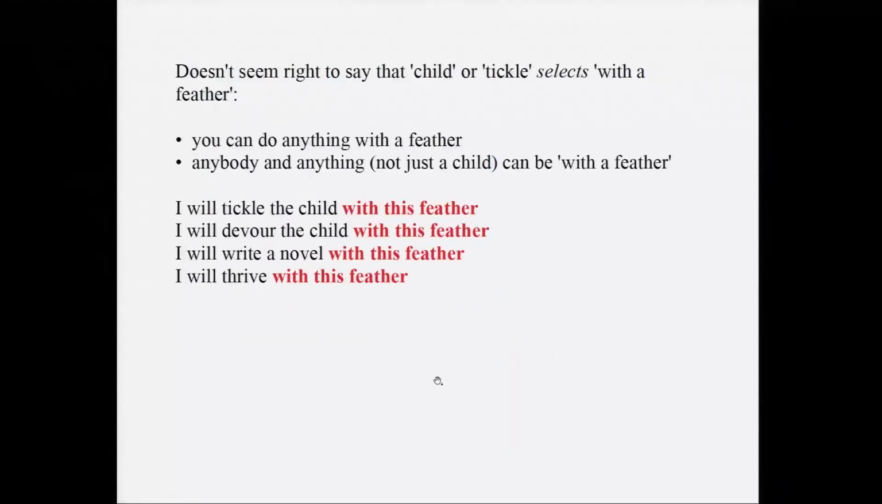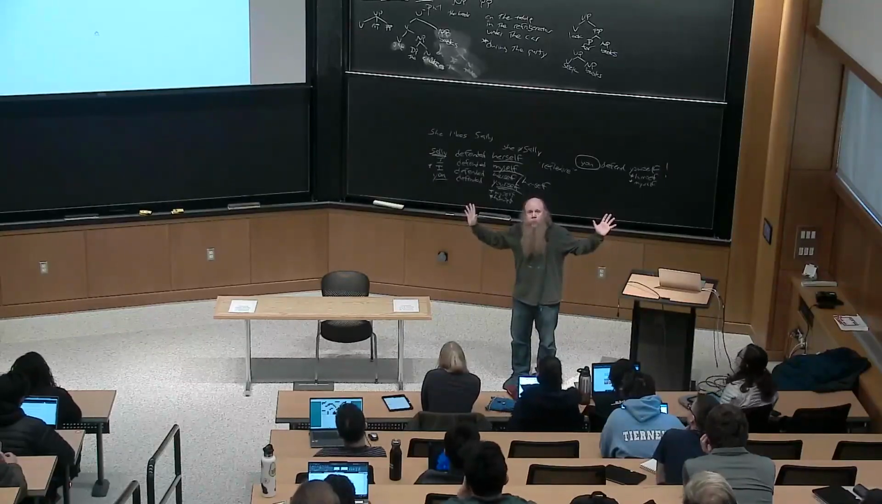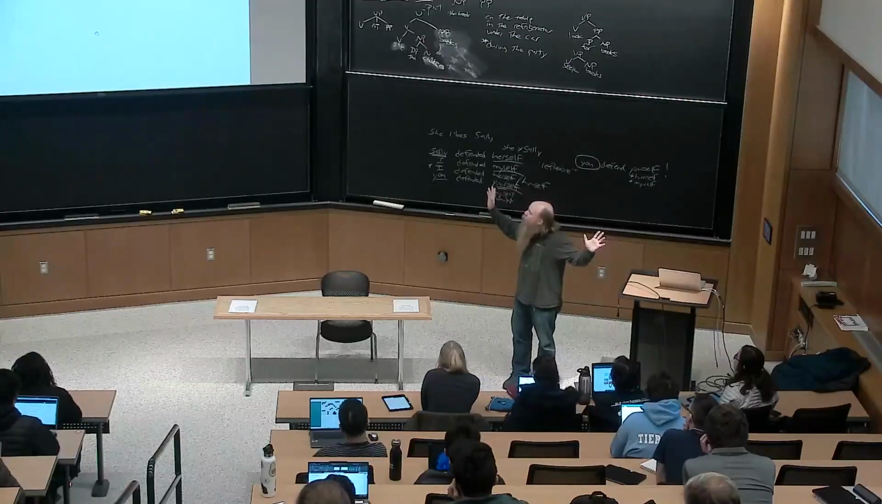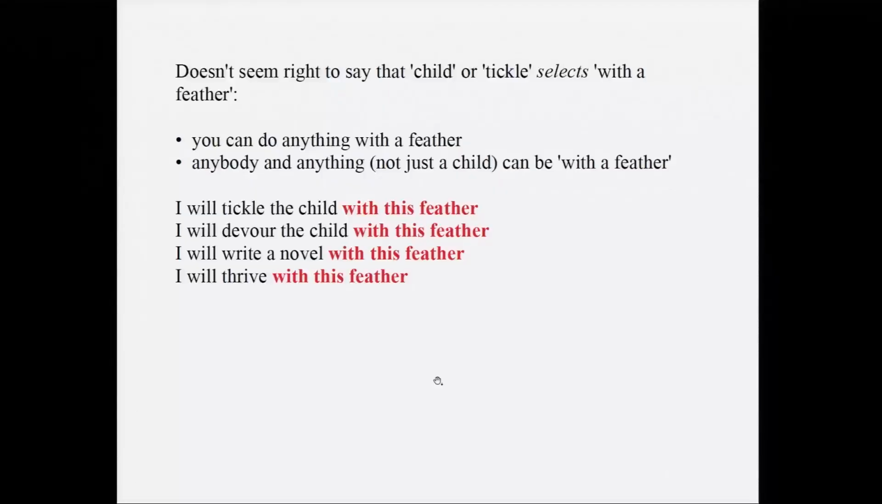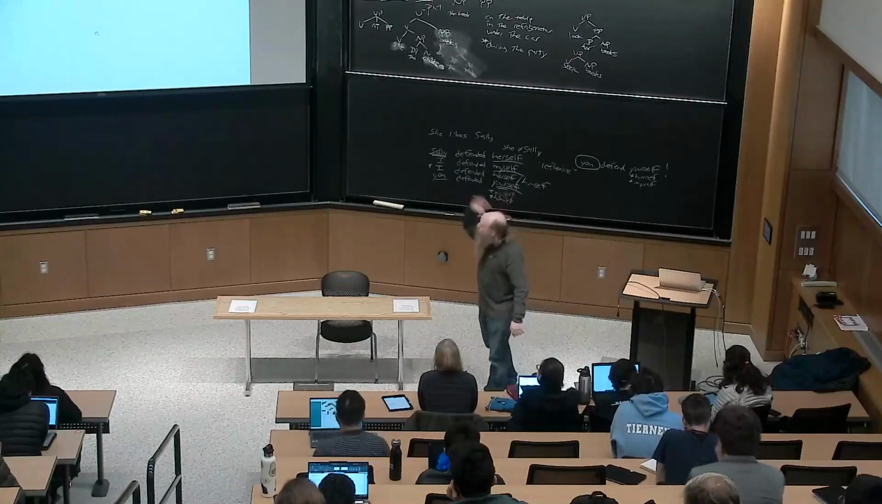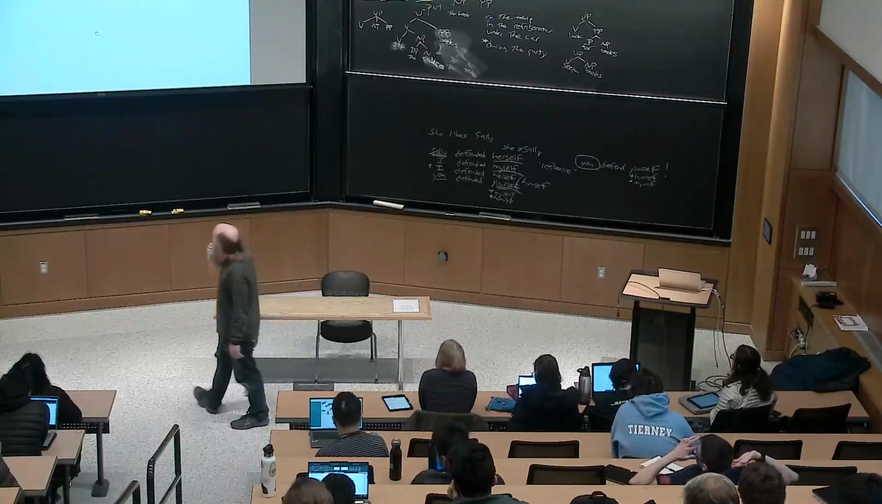You can devour a child with a feather. You can write a novel with a feather. You can thrive with a feather. Feathers, they're just very, very flexible tools. You can do anything with them. Again, some of these things make more sense than others. So it's not clear what you mean when you say that you will thrive with a feather. Or for that matter, well, it's actually fairly clear what you mean when you say you'll devour a child with a feather. It just doesn't bear thinking about too closely. But basically, you can do anything with a feather. There's nothing like verbs are transitive and intransitive. So this particular prepositional phrase, this sort of instrument, can go together with anything.